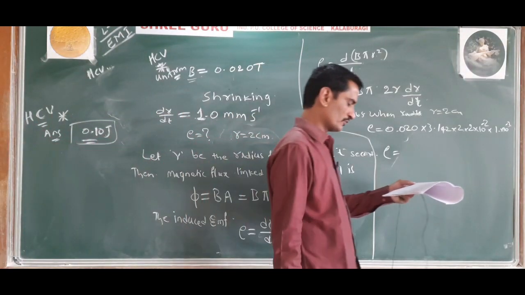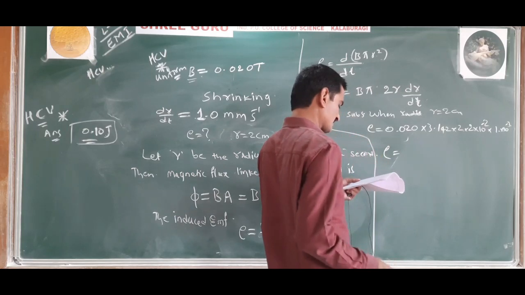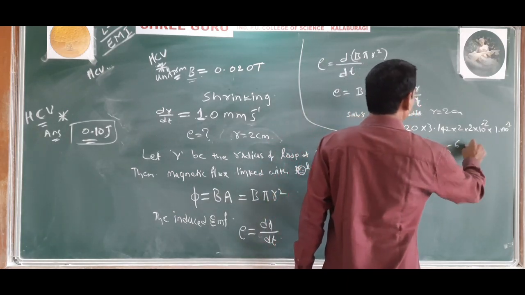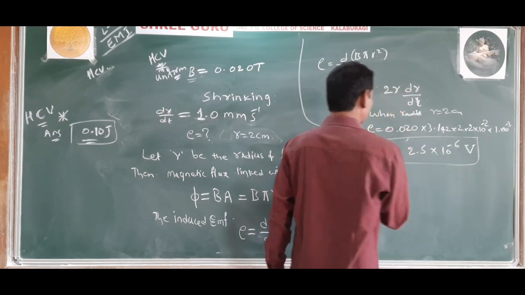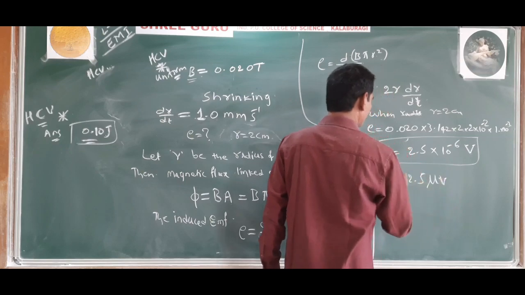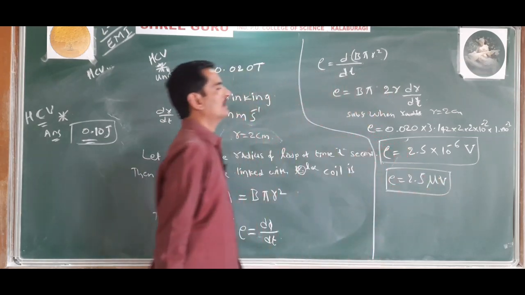So the answer will come out to be, I will write the answer directly, 2.5 into 10 to the power minus 6 volt. That is 2.5 microvolt. This is the answer.